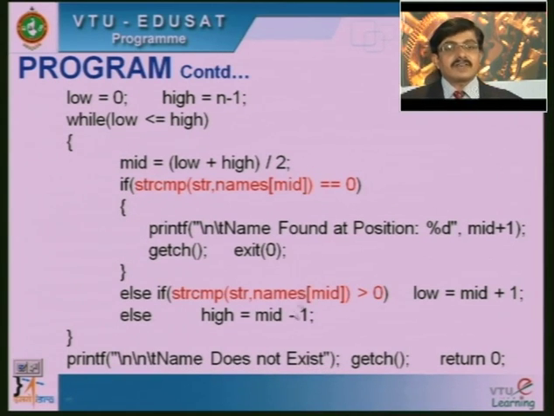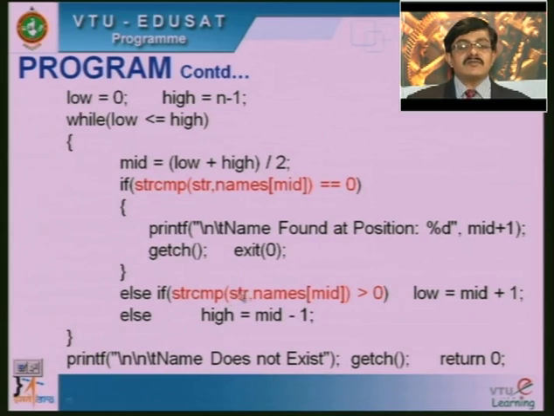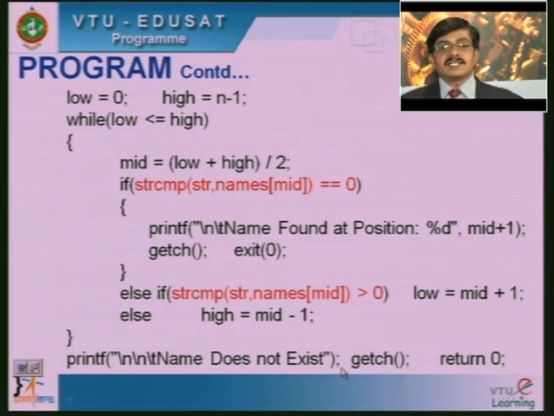So, if the name which I am searching is found, then obviously we display a message, the name found at position so and so, and we exit. If the name is not found, we will be coming out of the loop, and here we display "name does not exist in the list", then getch, return. This is exactly how binary search can be used in searching the names.